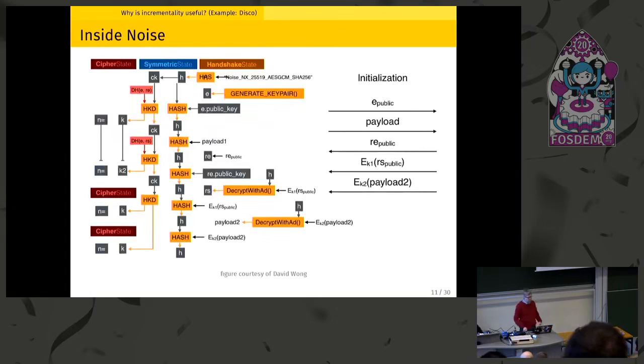In this diagram, you can see what's happening inside Noise. I'm not going to detail this figure. I'm just showing it to point out that it's fairly complicated when it comes to describing what happens in the symmetric part of Noise. So you have different primitives: hash functions, key derivation functions, cipher, so authenticated encryption, and all that gets mixed in a fairly complicated way.